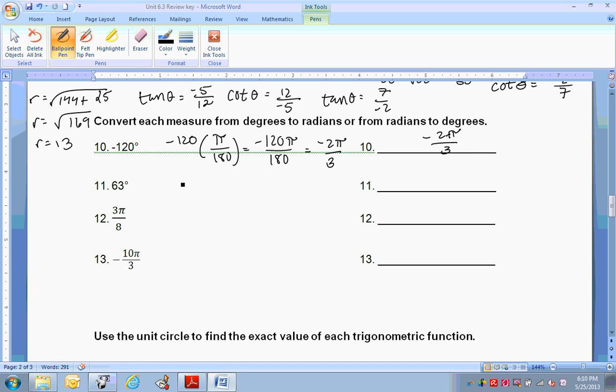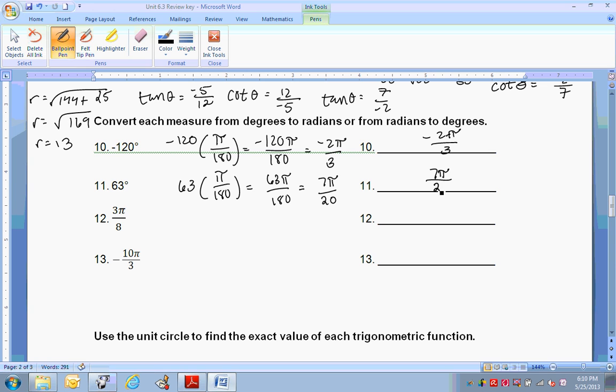Now we're going to do the same thing with 63. We take 63 and we're going to convert it into radians, so we multiply by pi over 180. And that leaves me with 63 pi over 180, and we're going to reduce that to become 7 pi over 20.